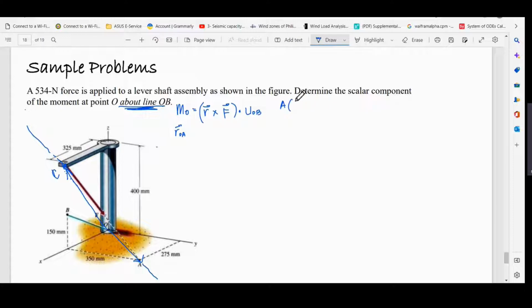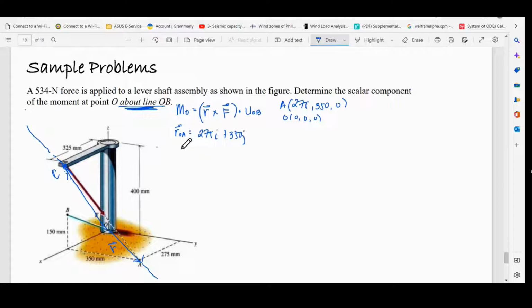The coordinates of A is what? We have 275. Y is 350, Z is 0. And then, of course, yung ating origin is 0, 0, 0. Head minus tail. Ito yung gagamitin nating R, position vector R. So the head is A. So we have 275i plus 350j plus 0k.